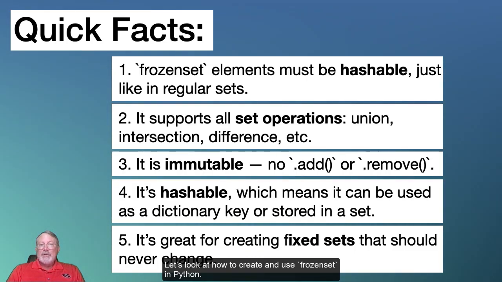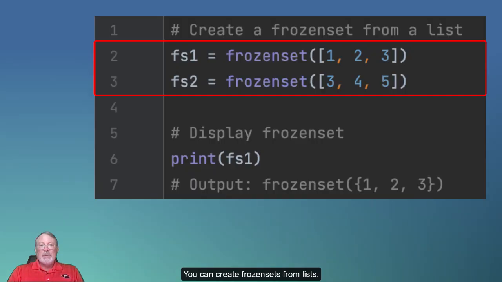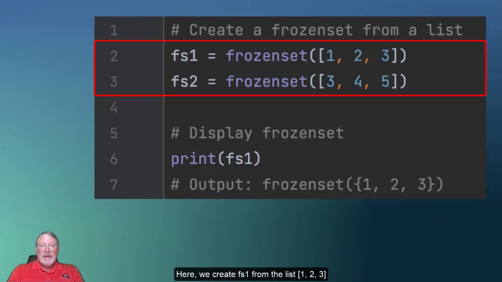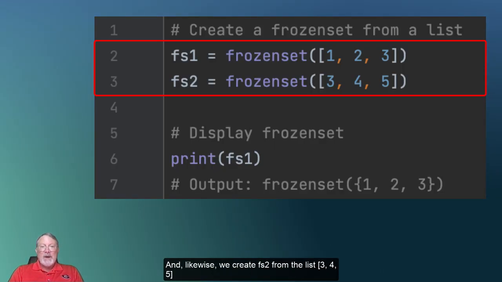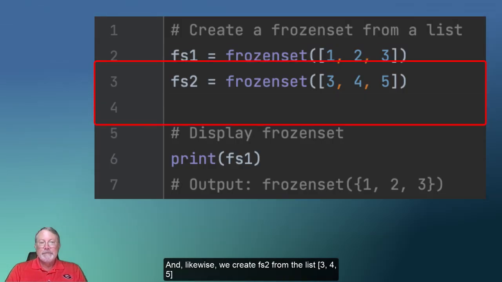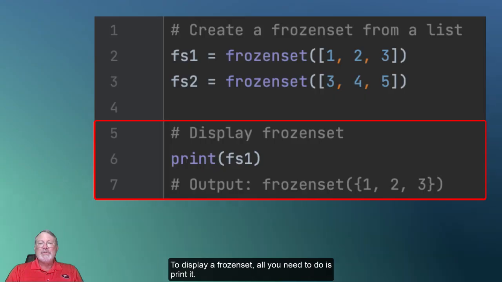Let's look at how to create and use frozenset in Python. You can create frozen sets from lists. Here we create fs1 from the list 1, 2, 3, and likewise we create fs2 from the list 3, 4, 5. To display a frozen set, all you need to do is print it.